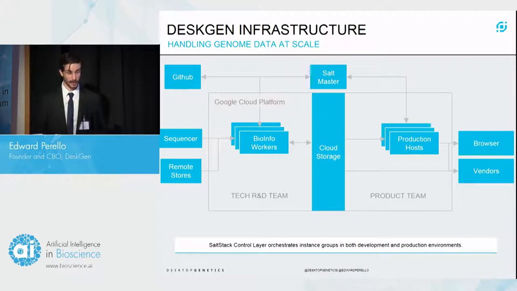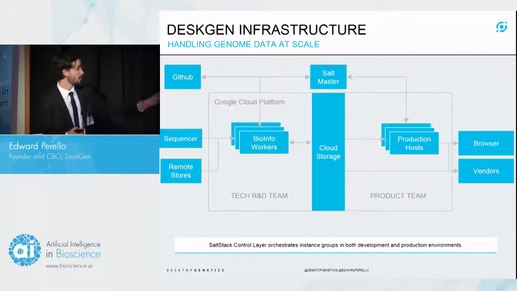So in terms of our infrastructure, we work on Google Cloud Platform, which has been really handy as we use that to store the terabytes and terabytes of data. It stops the bioinformaticians from having to do a lot of expensive hard drive maintenance and security, so they're very happy about that.